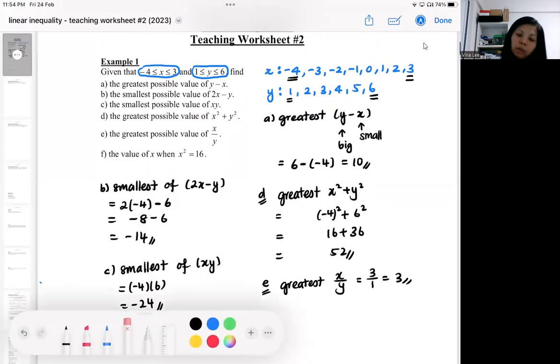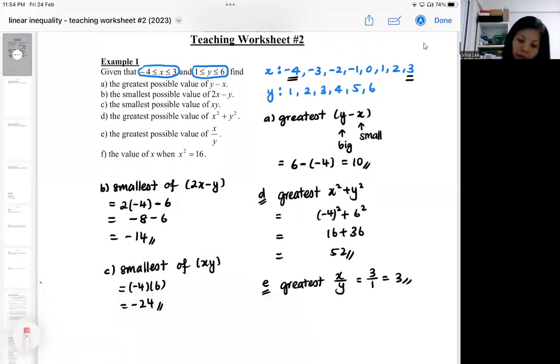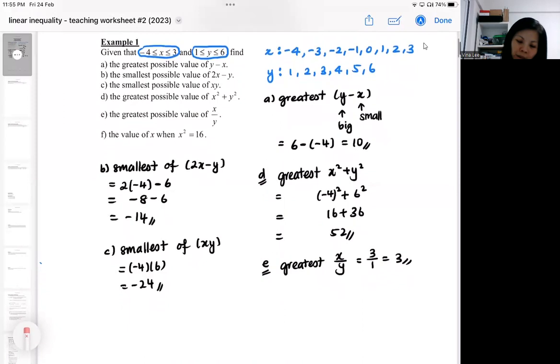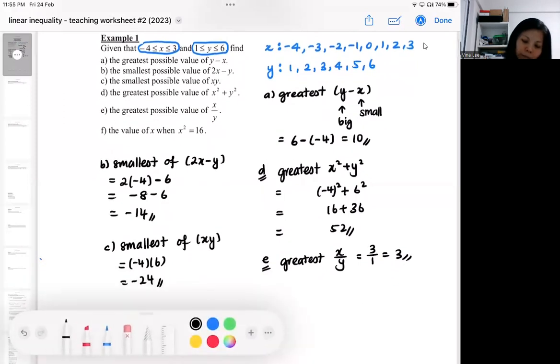I wouldn't choose a 3 over 6. Some students will choose a 3 over 6 because they just choose the biggest one. But if you choose a 3 over 6, that means you're actually getting a half. Okay, so you need a bit of sense when you're doing this kind of question.